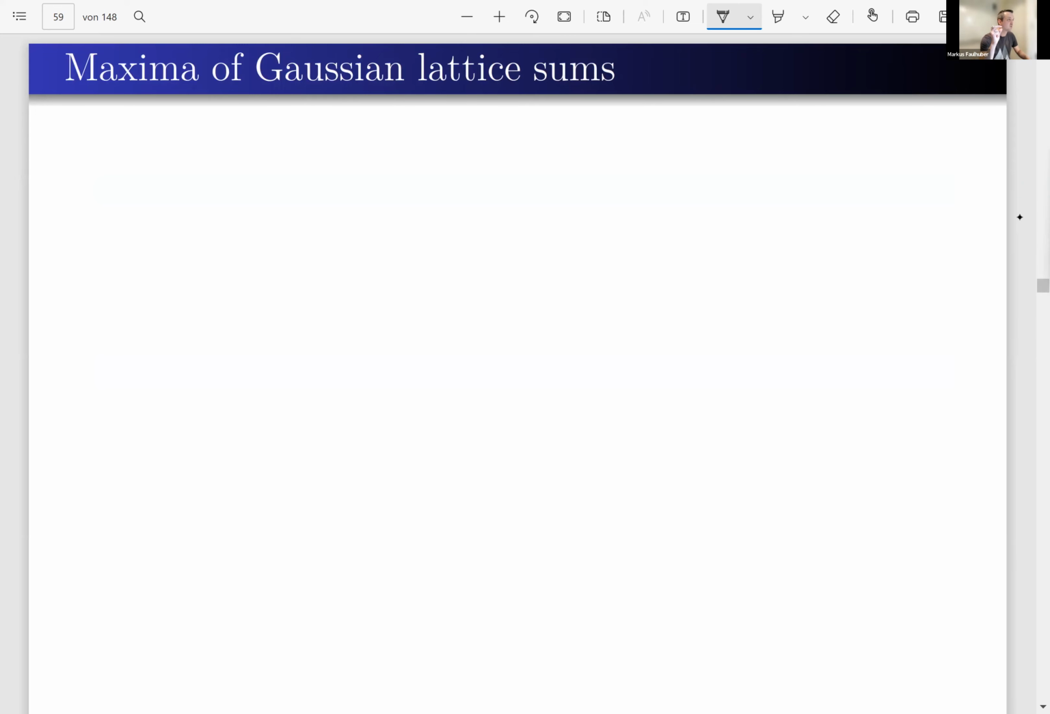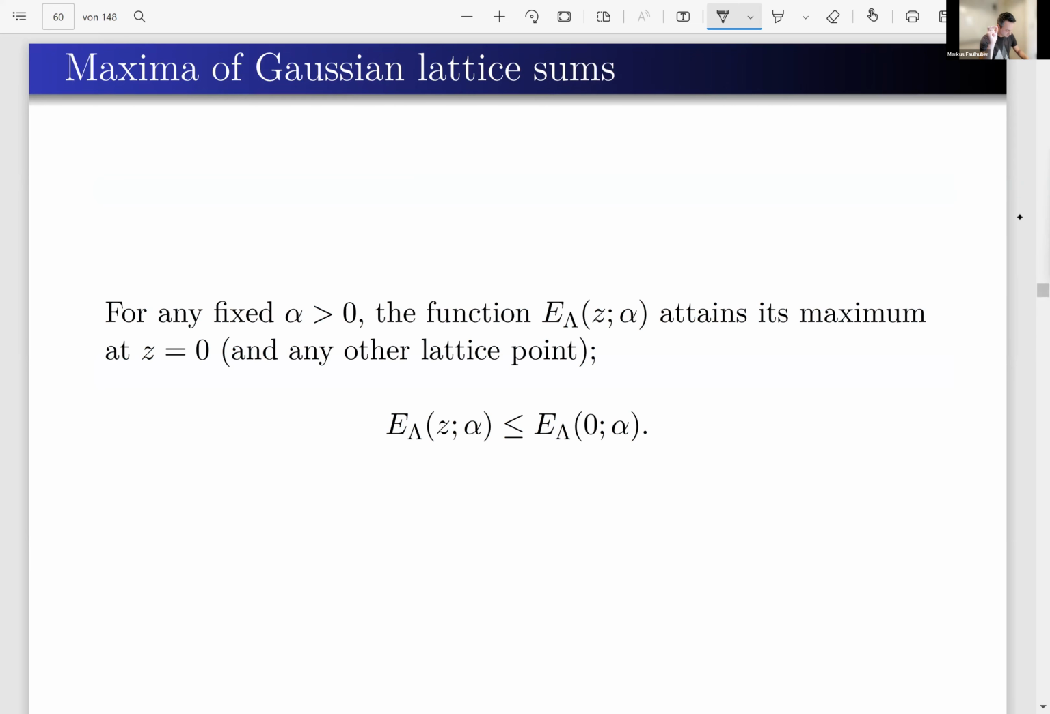The tricky part is for the maximum, that is always attained in a lattice point. That is easily seen by taking the triangle inequality and using the Poisson summation formula. So maybe I can do the computation. Usually I should be able to do it.